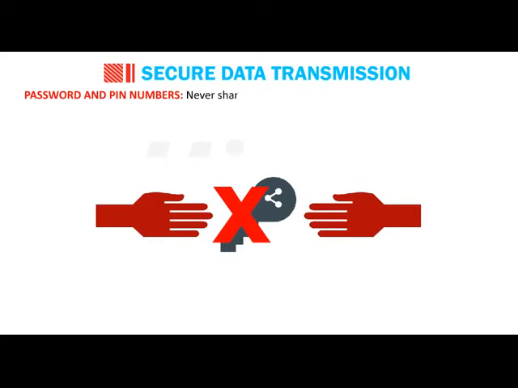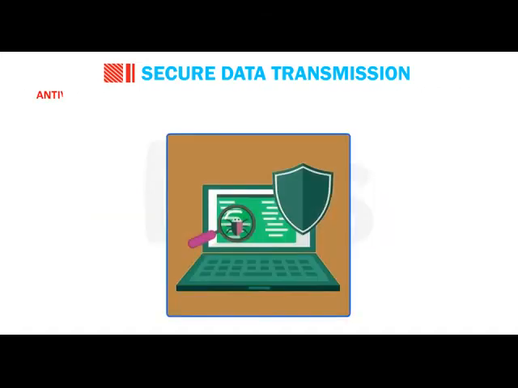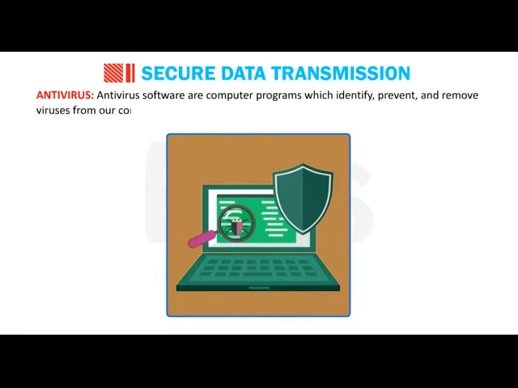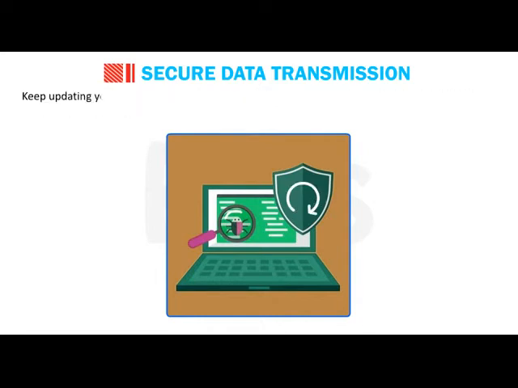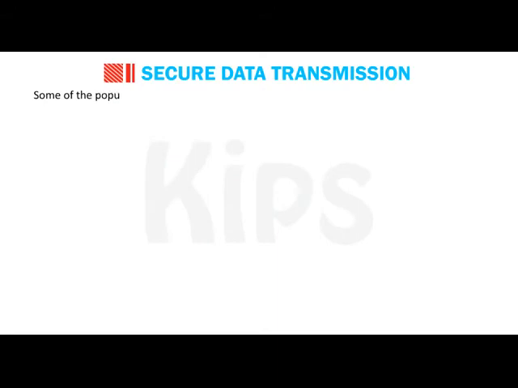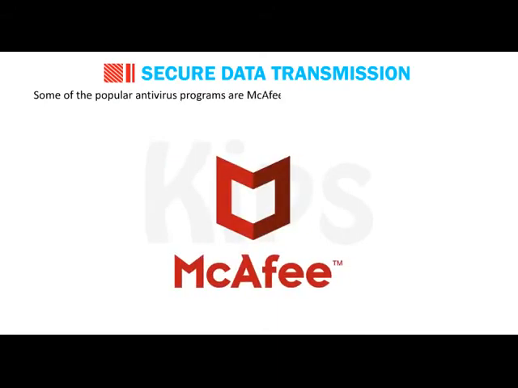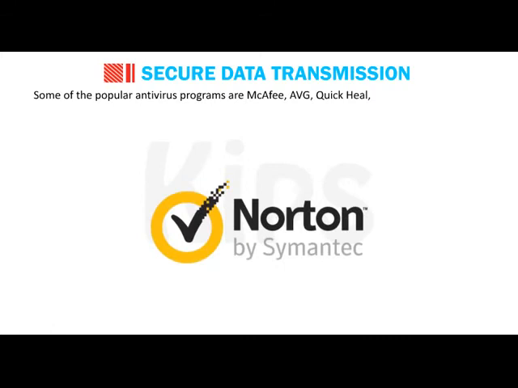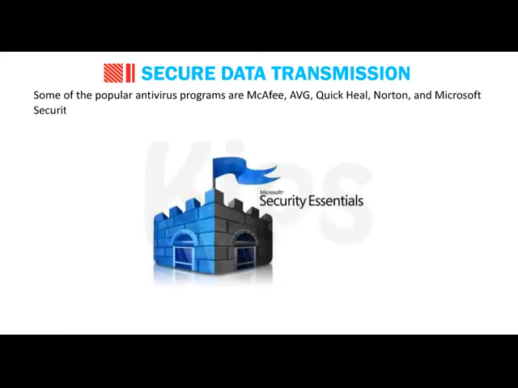Password and PIN numbers. Never share your password and PIN number with unauthorized persons under any circumstances. Antivirus. Antivirus software are computer programs which identify, prevent and remove viruses from our computer. Keep updating your computer with the latest versions of antivirus programs to detect new viruses. Some of the popular antivirus programs are McAfee, AVG, Quick Heal, Norton and Microsoft Security Essentials.